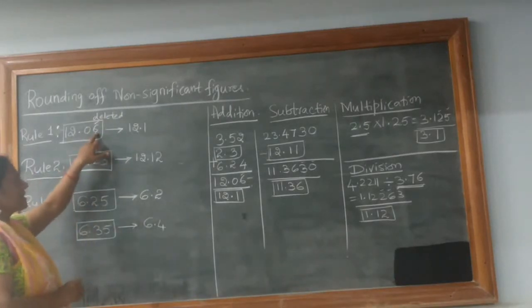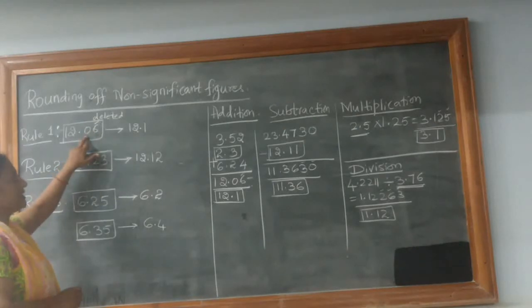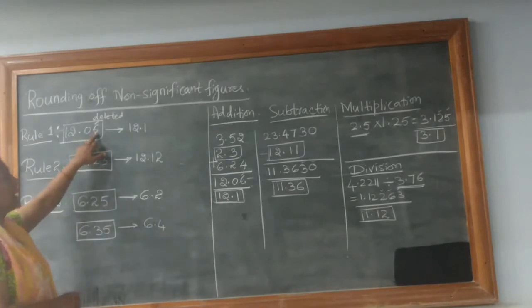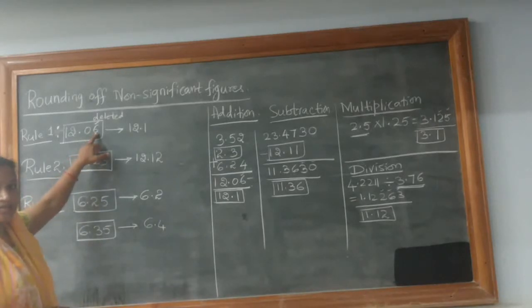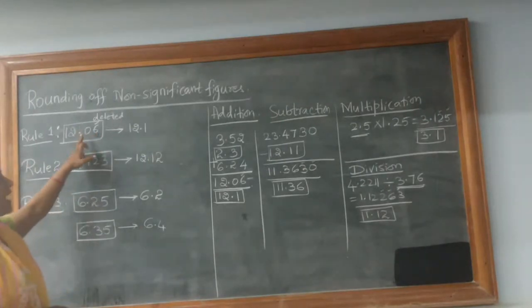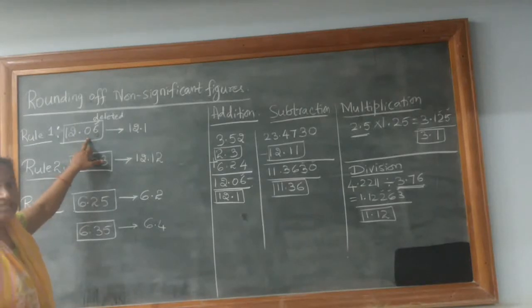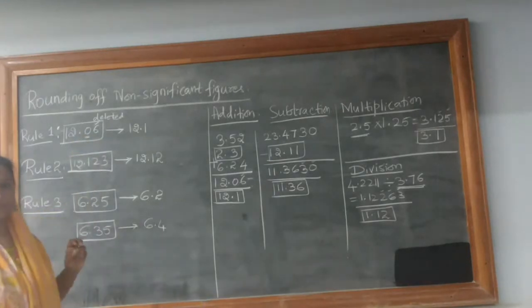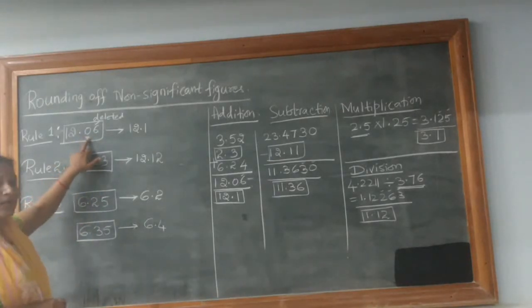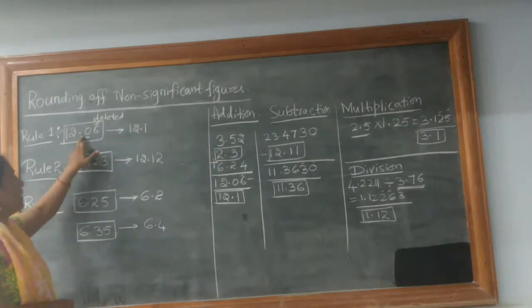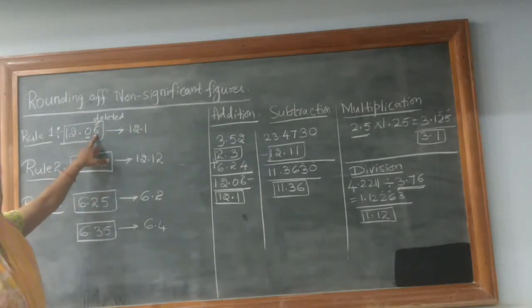Before deleting the digit 6, you should look at the previous digit. If the digit to be dropped is greater than 5, now 6 is greater than 5, then you should add 1 to the preceding digit. The preceding digit is that digit which comes before. So you should add 1 to the preceding digit, so that you will report your answer as 12.1, because the digit to be deleted, 6, is greater than 5.